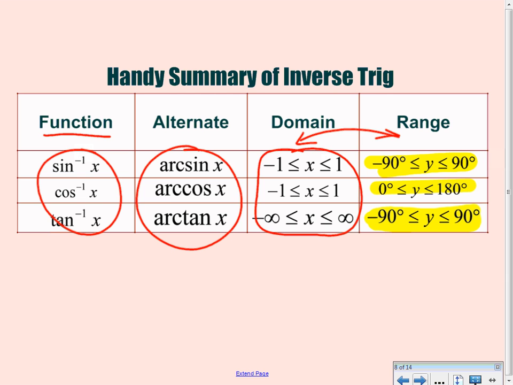One thing to note about the ranges is that they're not quite what the domain of sine was. The domain of sine was negative infinity to infinity, but we restricted it to negative 90 to 90. We've done the same thing with tangent. And remember, with cosine, we go from 0 to 180.